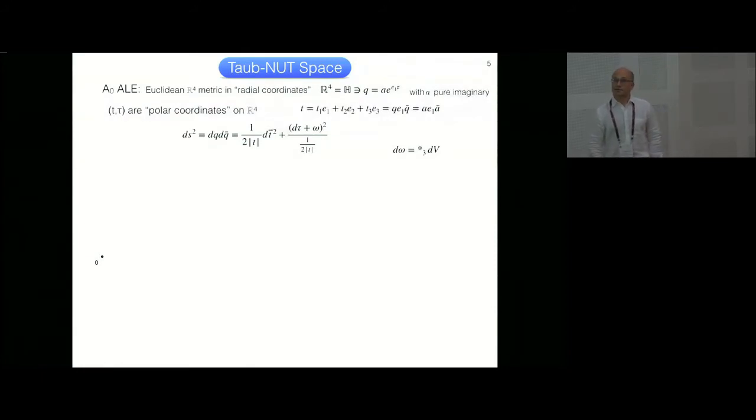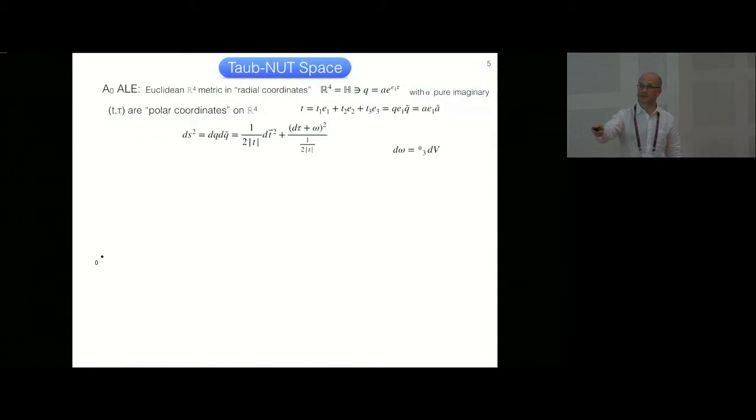So what we've done, we've taken R4, and we now view it as a circle fibration over R3 parameterized by T1, T2, and T3, with a circle fiber parameterized by tau. Okay. You can take the flat metric, which is dq dq bar, and write it in these new coordinates, tau, T1, T2, T3. And it looks like this.